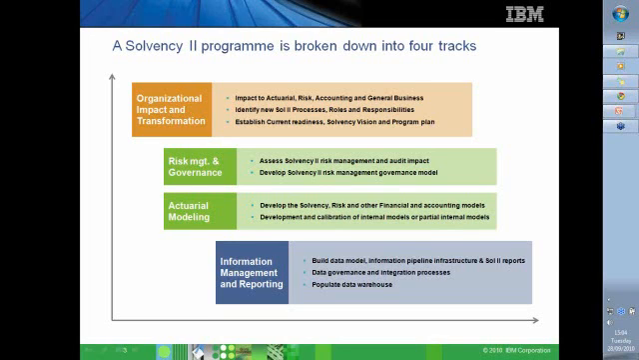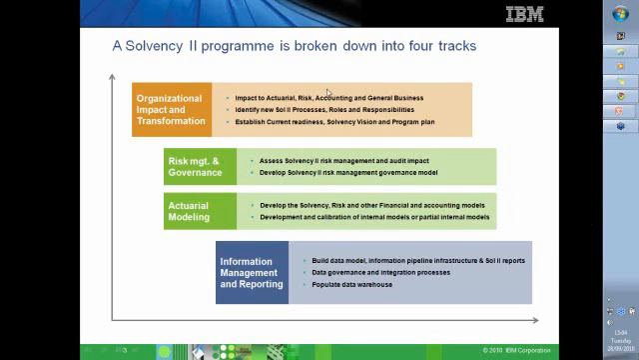Now, 3 of these areas are dependent on the 4th. So 3 of the areas, risk management, internal modelling, and processes and transformation around Solvency II, are dependent upon information management and reporting. And what do I mean by that? Well, what we mean is that data is going to be required around any of the processes. It's going to be required around any of the risk models that are needed, and they're going to be needed as input into the actuarial models or the internal models. So therefore, data is key to any Solvency II solution.